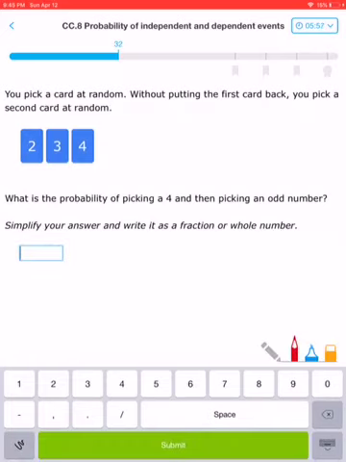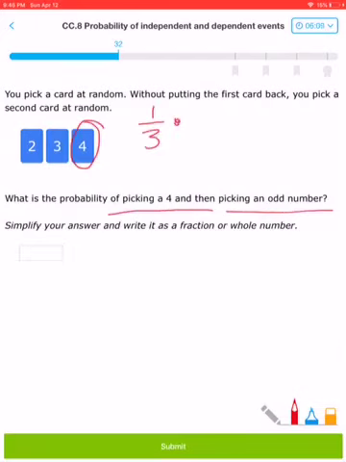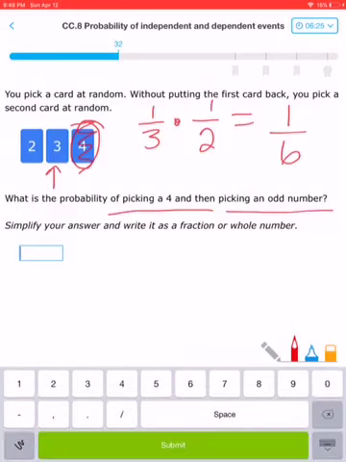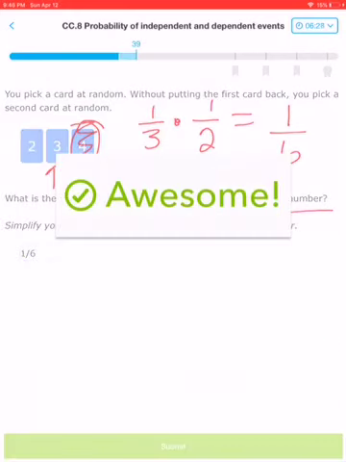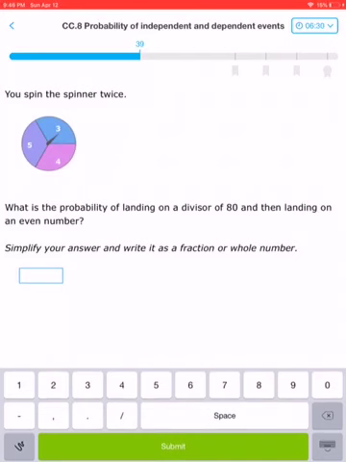You pick a card at random without putting the first card back. You pick a second card. What is the probability of picking a 4 and then an odd number? There's our 4. So there's 1 out of 3 chance of getting a 4. Well, after I get that, there's only 2 cards left. And the odds of picking an odd number, well, there's only 1 odd number. So we get 1 times 1, 3 times 2, 1 out of 6. There we go. Now I'm back on track.